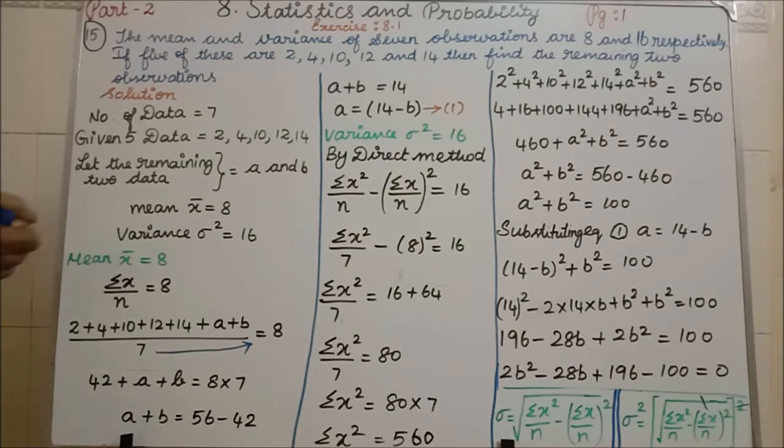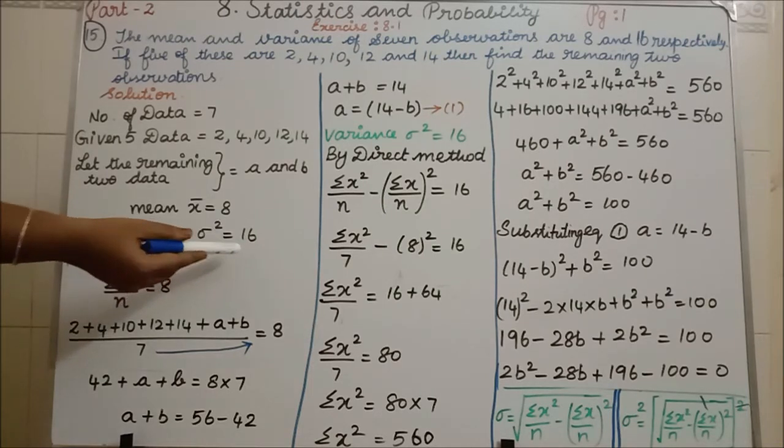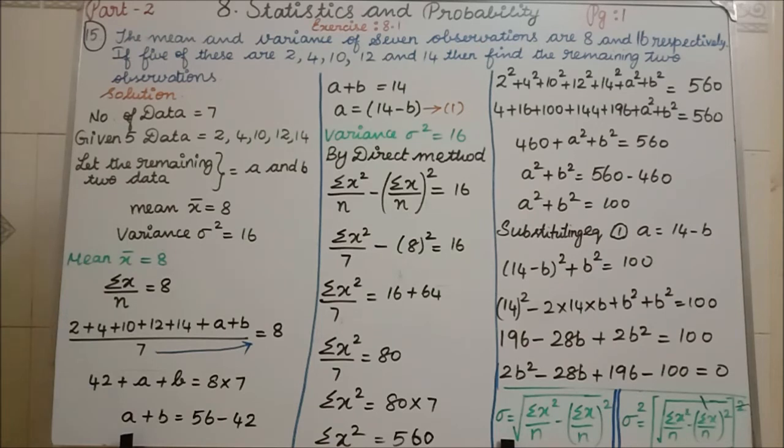Next we are going to take the variance sigma square equal to 16. Okay, now we are using this, we have got a value. Next variance sigma square I am writing.